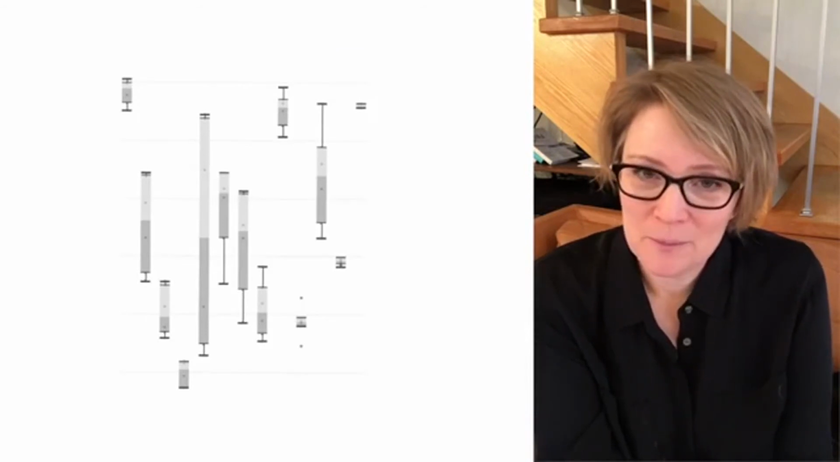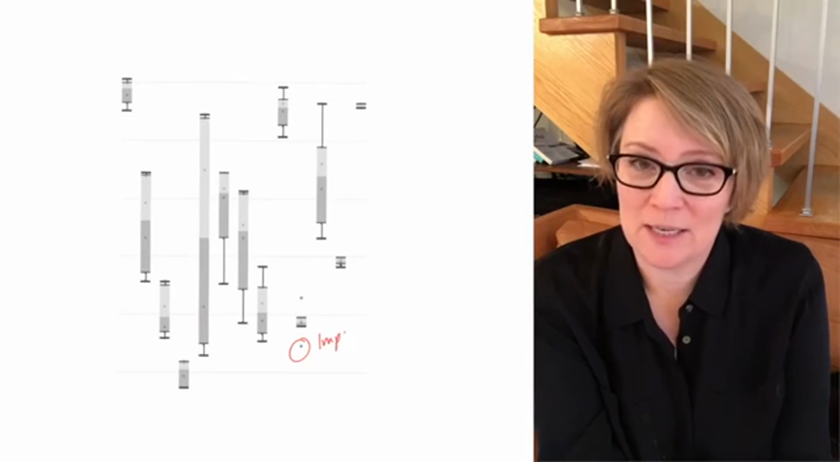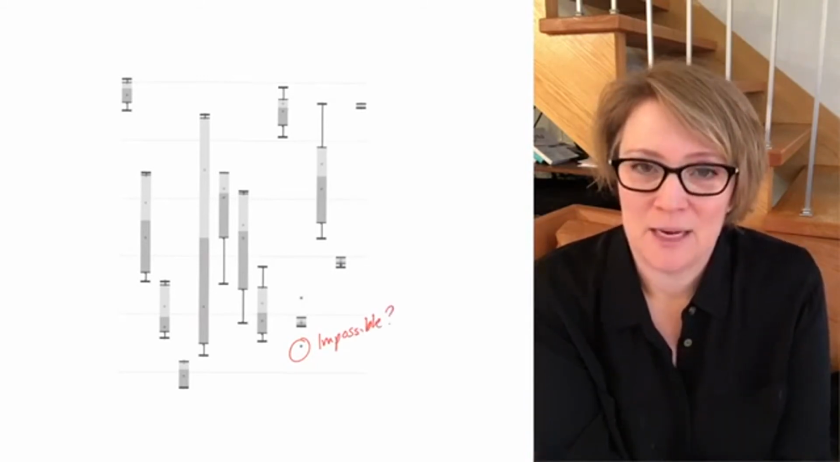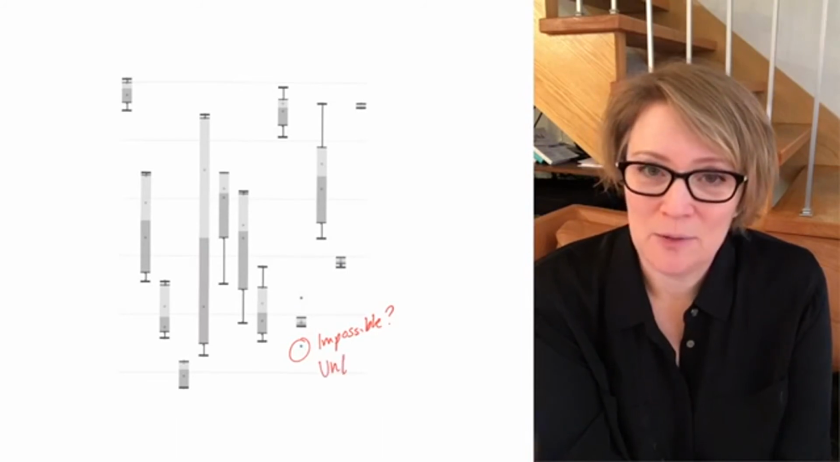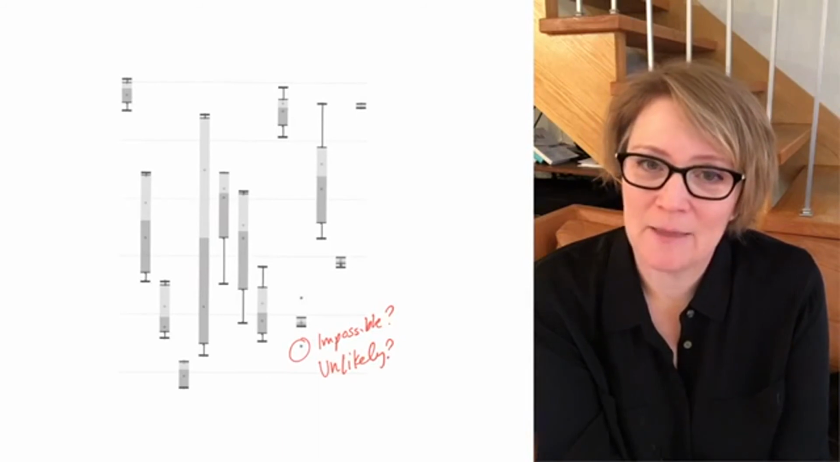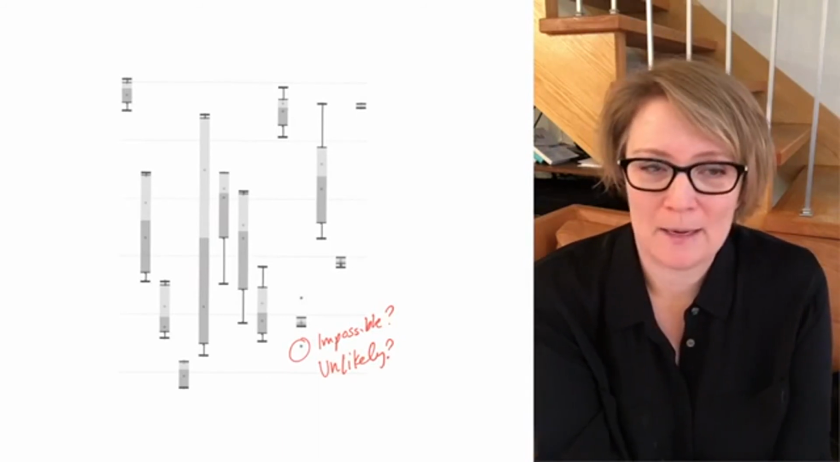Then you want to check for outliers. Outliers are impossible values or unlikely values, and spend some time figuring out which it is. If it is an outlier, if it's something that's very different than the other data, is that because it's impossible and somebody made a mistake entering it? Or is it because it's unlikely and therefore might be interesting or might be problematic?